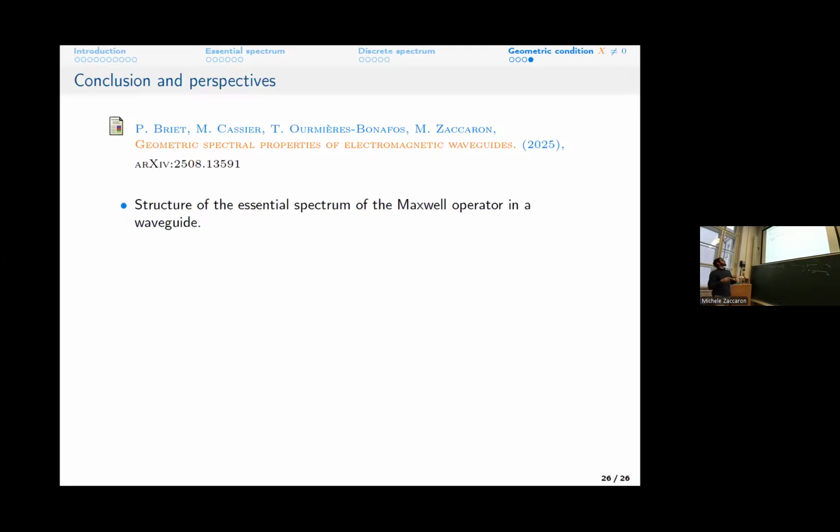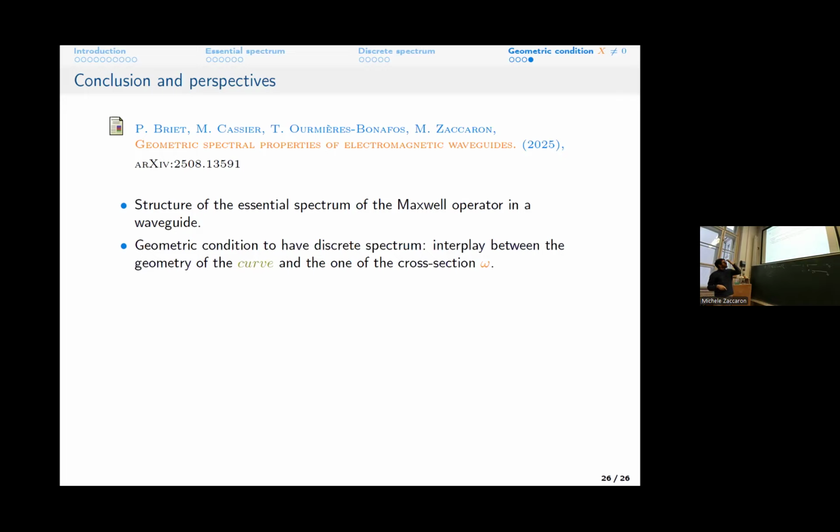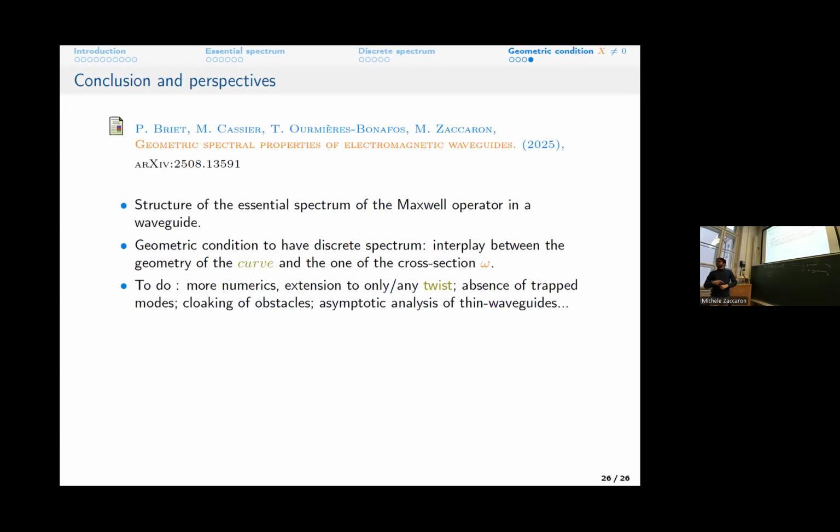And so to conclude, these are the main results present in this paper that is currently on arXiv. And okay, we're given a structured essential spectrum, existence of discrete spectrum, but there is of course a lot of stuff to do. For example, we want to do more actual numerics on a curved waveguide. Or, for example, one needs to deal with the case of twist non-zero for the discrete spectrum.